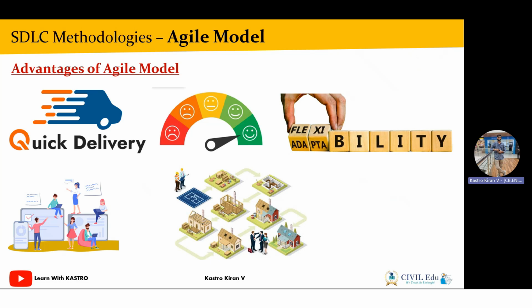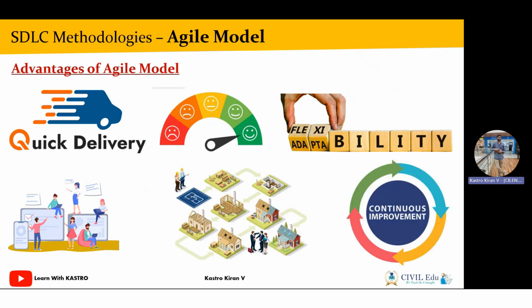And the other advantage is there is always a chance for continuous improvement of the product and continuous quality improvement of the product as well. So Agile basically focuses on feedback mechanism. Since feedback is always available, there is always a chance for the improvement of the product to better the quality of the product. So these are the major advantages of the Agile model.